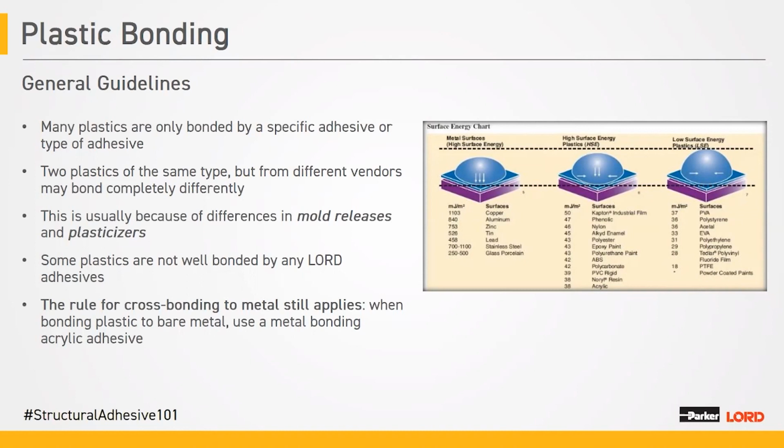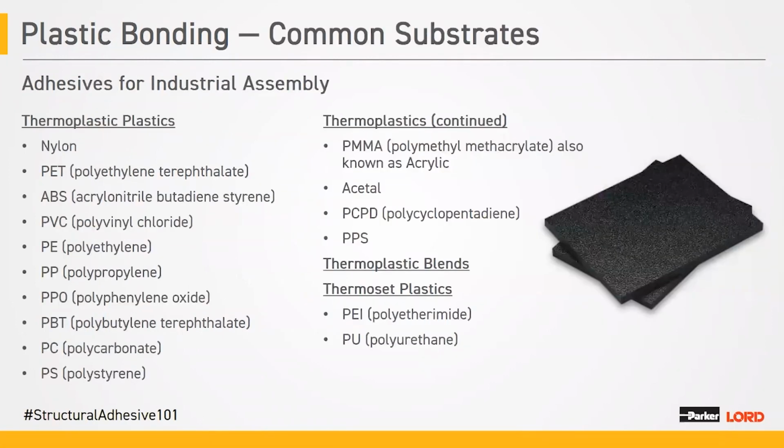As a general rule, the same thing applies for any cross-bonding of metal and plastics. When bonding those two, use a metal bonding acrylic adhesive to bond to the metal and test adhesion to the plastic. Here are just some common substrates that we want to discuss for plastic bonding.